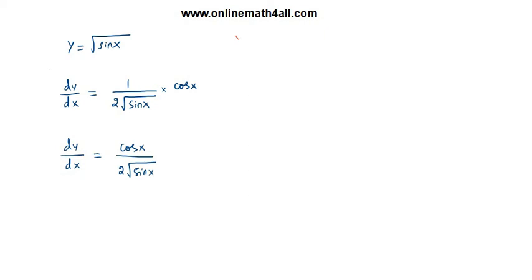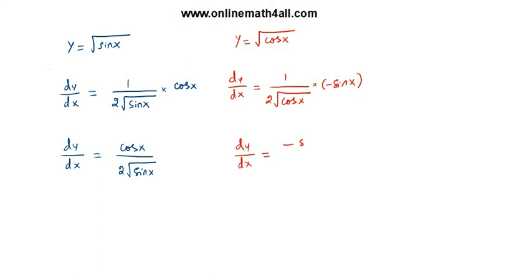In this way we can get the derivative of y is equal to square root of cosine x. So that is dy over dx is equal to 1 over 2 times square root of cosine x. Okay, by chain rule we have to do the further derivative of cosine x with respect to x, that is negative sin x. So 1 times negative sin x will be negative sin x. So dy over dx is equal to negative sin x over 2 times square root of cosine x.